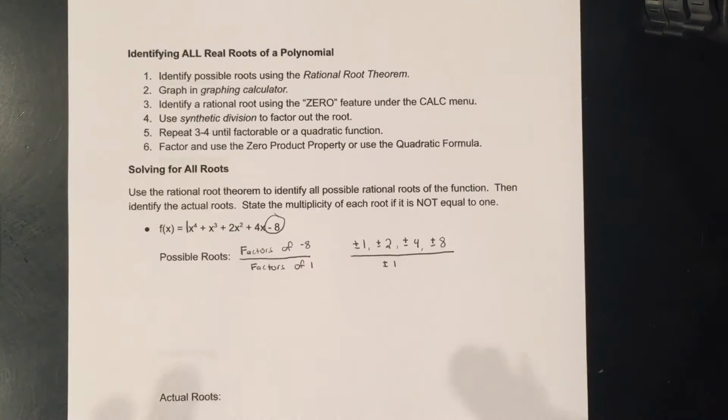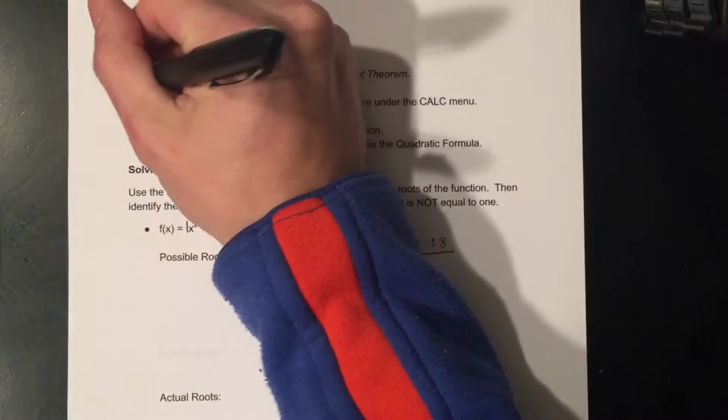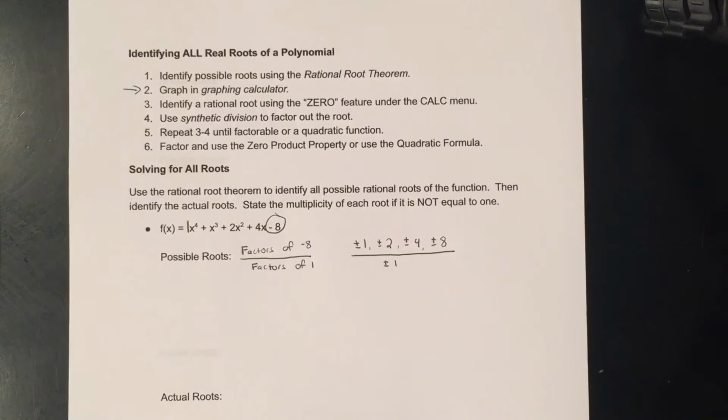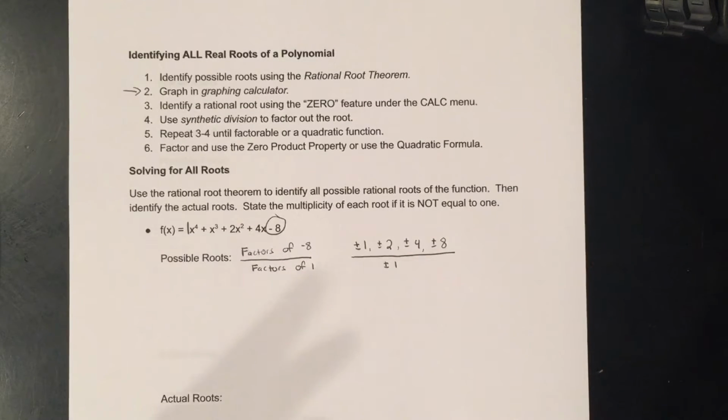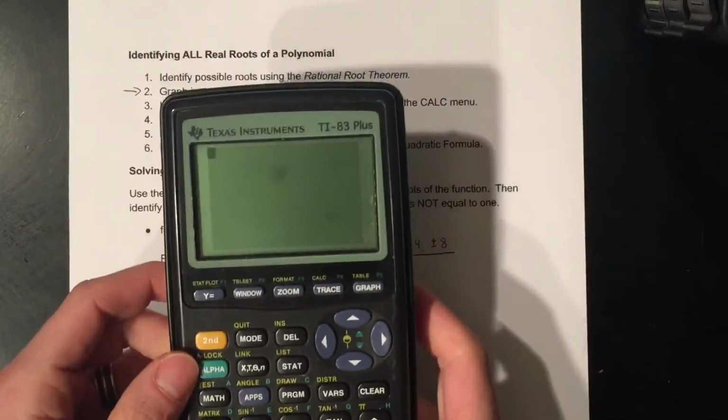It's great that we can identify our possible roots, but our next step is to graph in our graphing calculator. In our graphing calculator, we're going to be able to see a literal root from the picture of the graph. So let's review how to graph these equations.